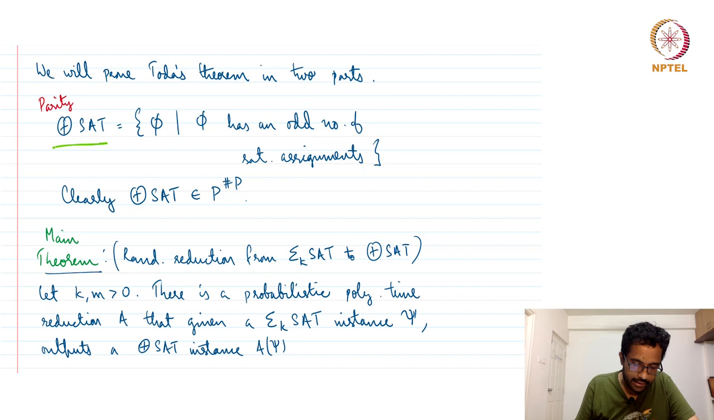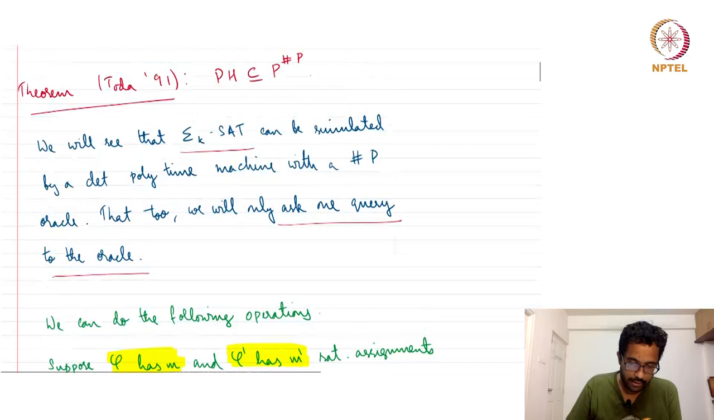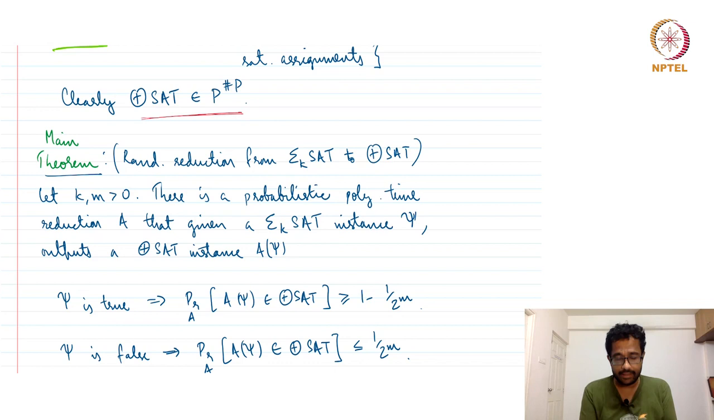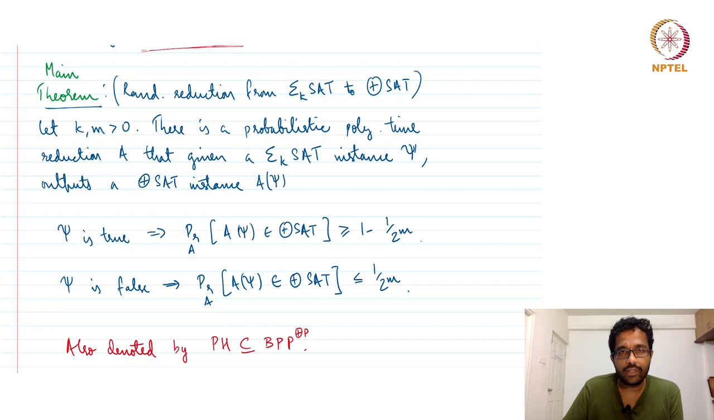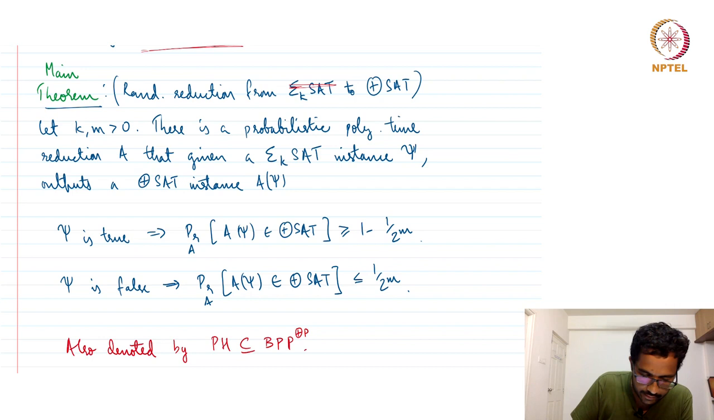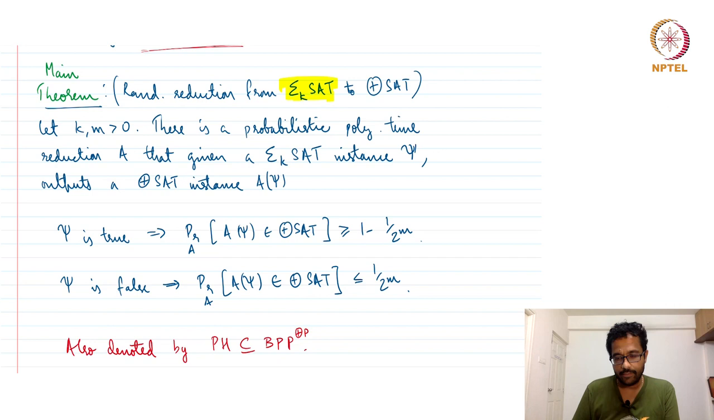So clearly parity SAT is contained in P with a sharp-P oracle, because if you can count the number of satisfying assignments, all you need to do is decide whether the count is odd or even, right? So clearly parity SAT is in P to the sharp-P. Again, our goal was to show that the polynomial hierarchy is in P to the sharp-P, but this is something that we are just saying, parity SAT is in P to the sharp-P. And what we will do is to show that any quantified Boolean formula with k levels of quantifiers, let's call this language sigma k SAT, which has k quantifiers starting with an existential quantifier, we will reduce it to sharp parity SAT, and this reduction will be a randomized reduction.